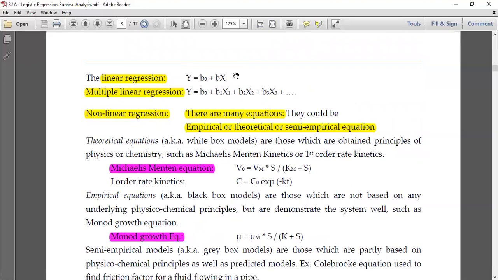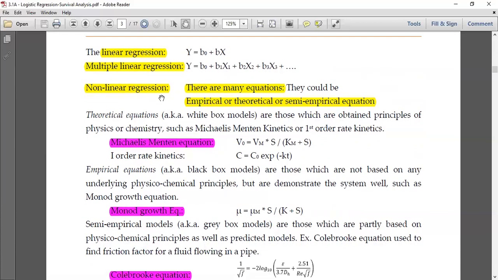So we have seen that we can write the outcome, maybe something like concentration. We can relate it to the OD. So we have written b naught and b as the regression coefficients. Similarly, we can have the multiple linear regression. We have seen that in the case of factorial experiments where you have taken multiple variables, right? So you can write a multiple regression equation for that. These are the only two types you can come across: linear regression and multiple linear regression.